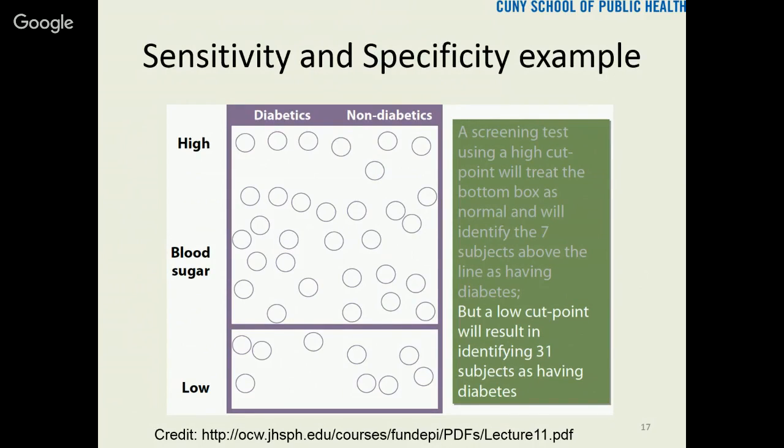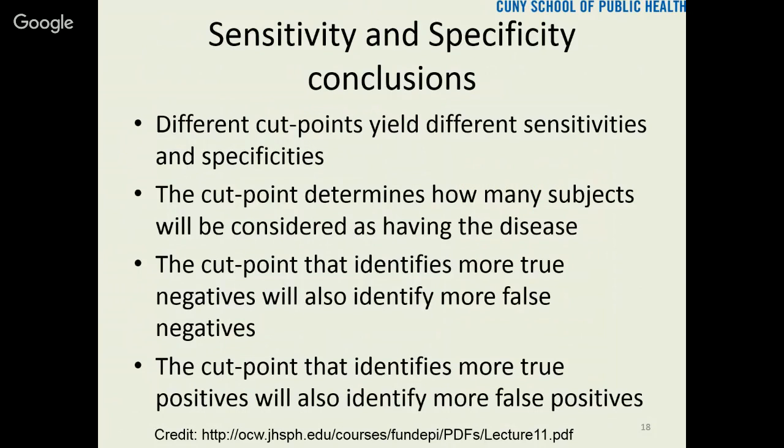So the high threshold, all we know is that we identified 7 people. The low threshold identifies 31 people. We know that there would be different sensitivities, specificities, PPV, NPV for those different decisions. I think we've covered all of these points already, but they're there in your notes for you. Just a summary that the threshold or cut point determines the sensitivity and the specificity of the test, as long as there is some difference in the distributions of the measurements between those with and without the disease.